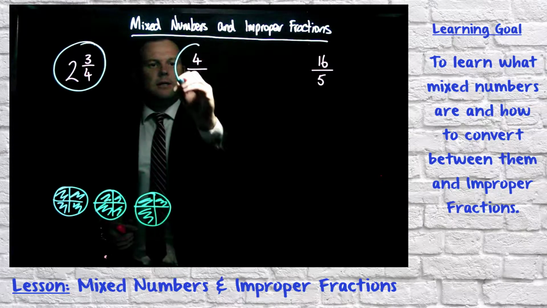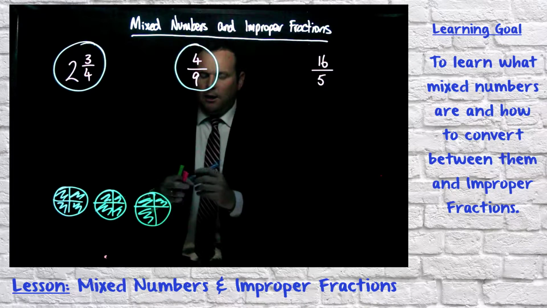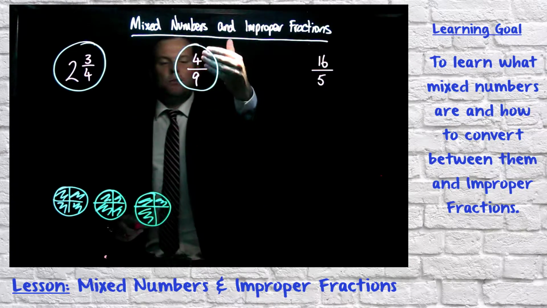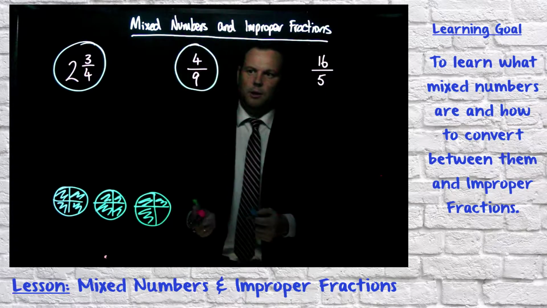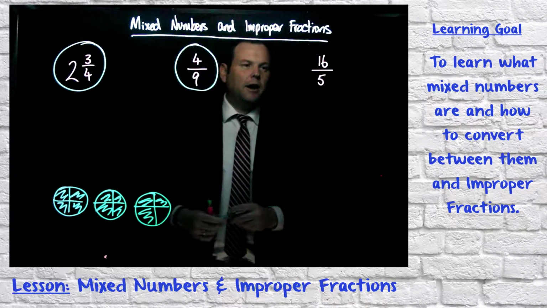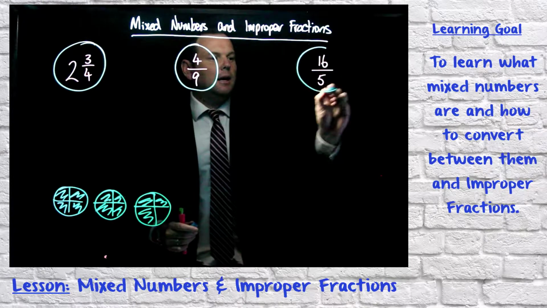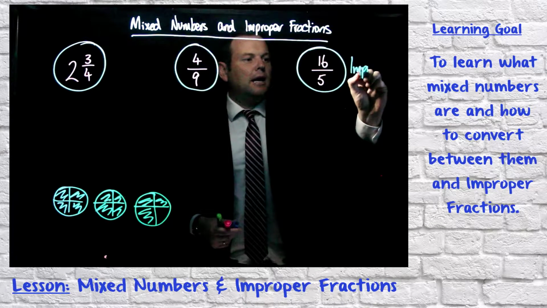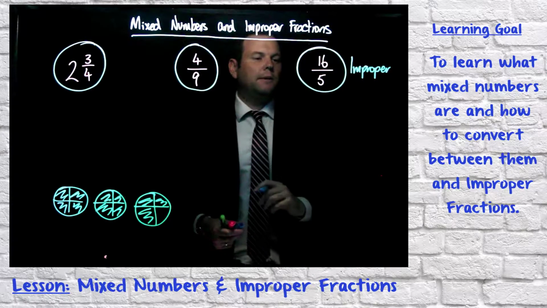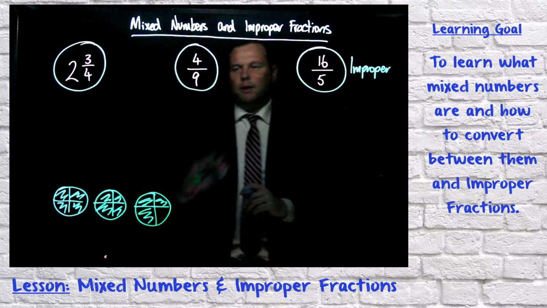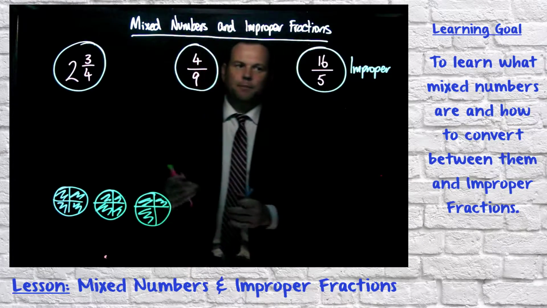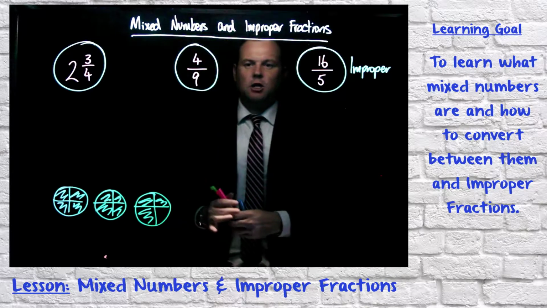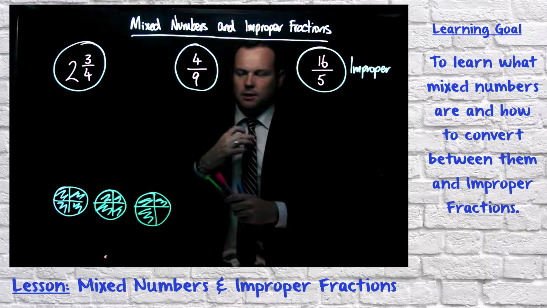Our next one here is a proper fraction, okay? A proper fraction means that the numerator, the number that's on top, is smaller than the number that's on the bottom. So that is a proper fraction. Now our last fraction over here is an improper fraction. The reason why this is improper is because that number on top is bigger than the number that's on the bottom.